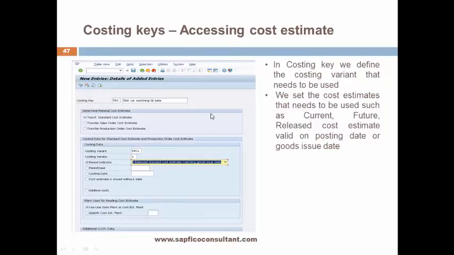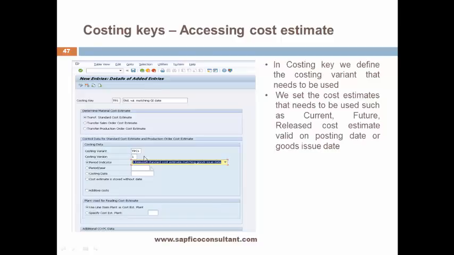Costing keys. Now, how does the system access the cost estimate? In costing based PA, we create these costing keys. In the costing keys, we assign the costing variant and the period indicator as to what the system should access, whether it should access the current cost estimate, the released cost estimate, valid on posting date or goods issue date.